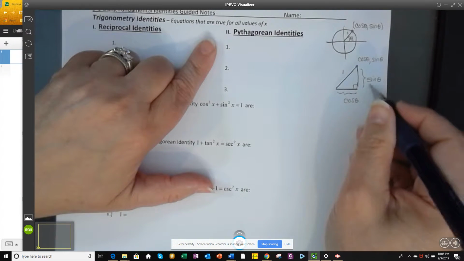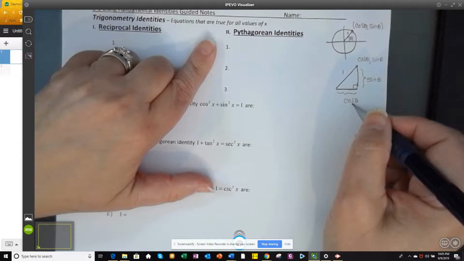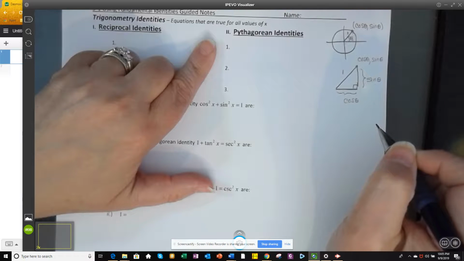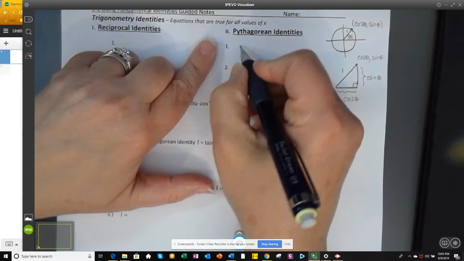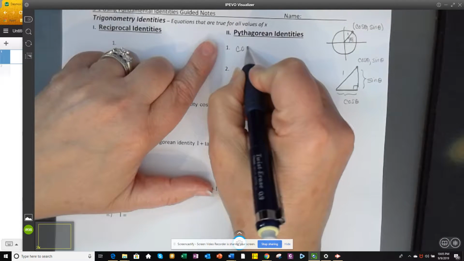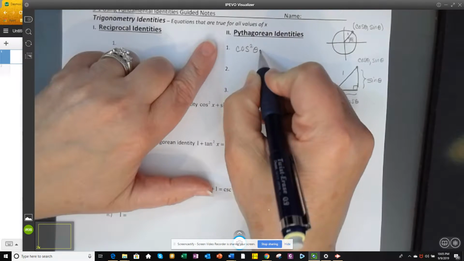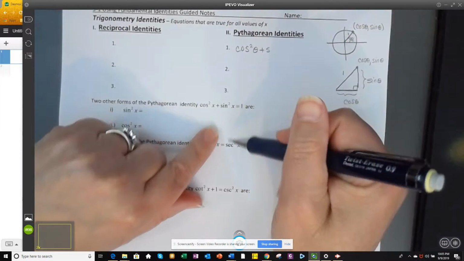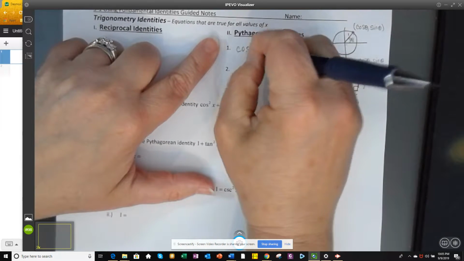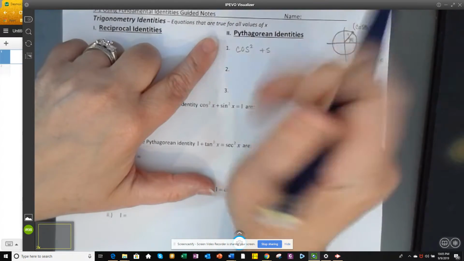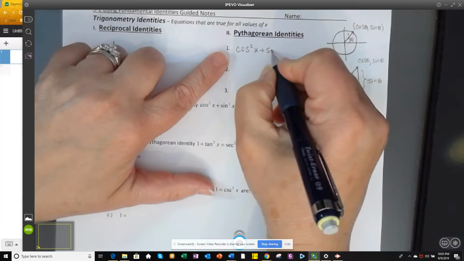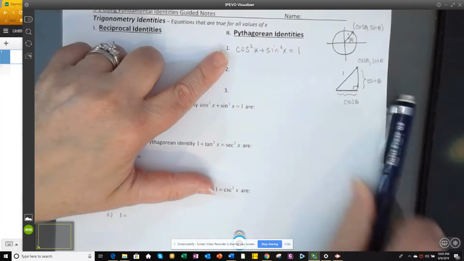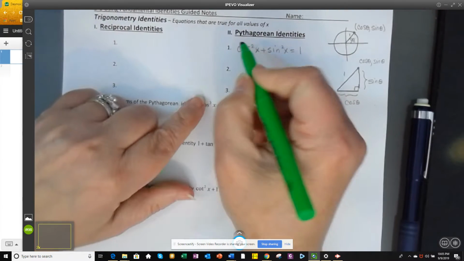And using Pythagoras, I can square the two legs, sum them together, and I will get the hypotenuse. So this first Pythagorean identity is going to be cosine squared theta plus sine squared theta, although I'm going to use x here because all of my other problems are using x. So it doesn't matter if your variable is x or theta for your angles. So we'll just use x. And then it's sine squared x equals 1. Now I like to call this one the big one.